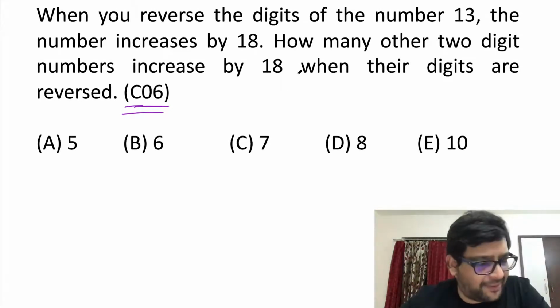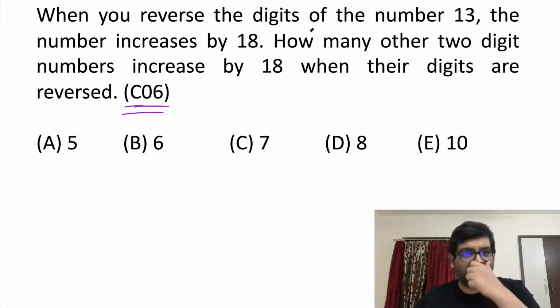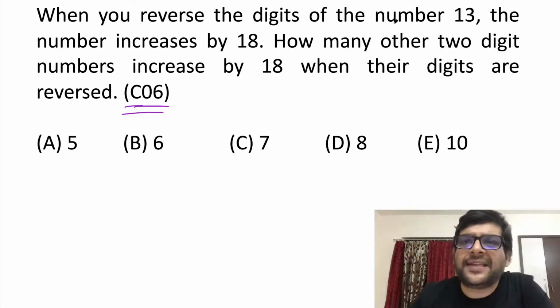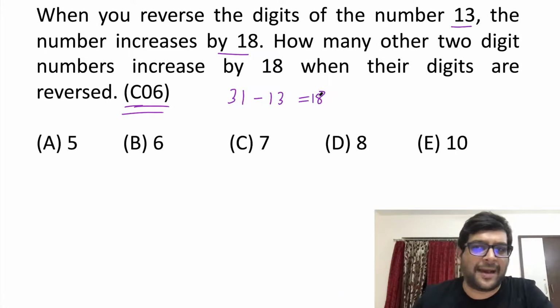Please try this out. Please write done or tell me what's the answer that you're getting for this one. Shreya is getting 6. Let's check. When you reverse the digits of the number 13, the number increases by 18. Let's check. So when you reverse 13, it becomes 31. And 31 minus 13 is actually 18. So yes, that is what is happening.